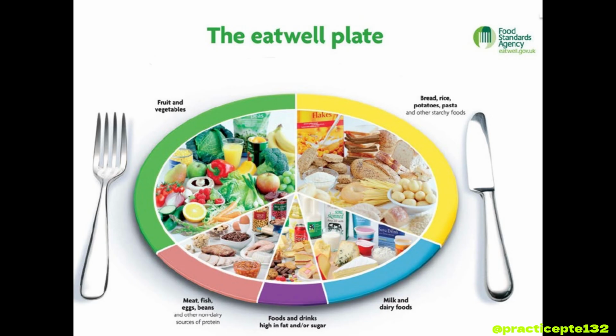You can see from this picture that the highest proportion is fruit and vegetables, which is around 35%. You can also see from this picture that the lowest proportion is food and drinks high in fat, sugar, which is around 8%. In conclusion, fruit and vegetables have the highest proportion of the Eat Well plate.